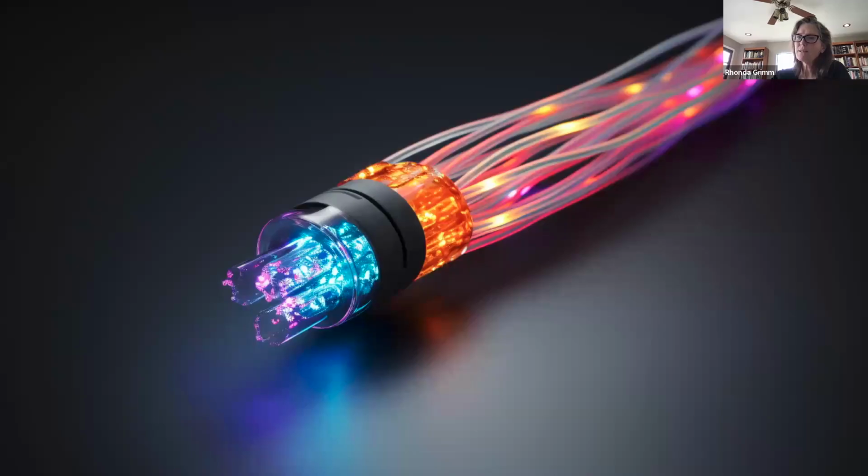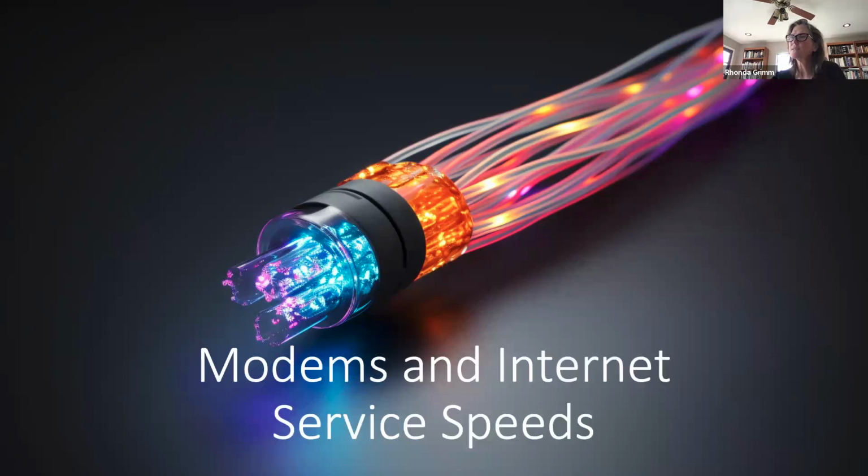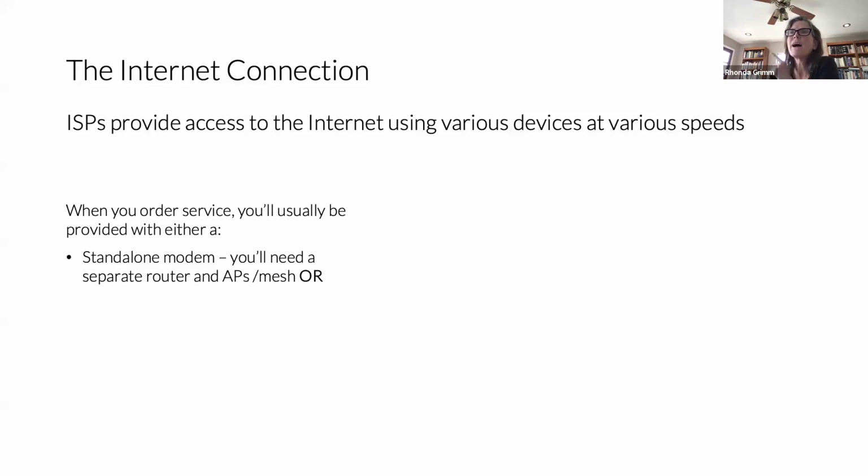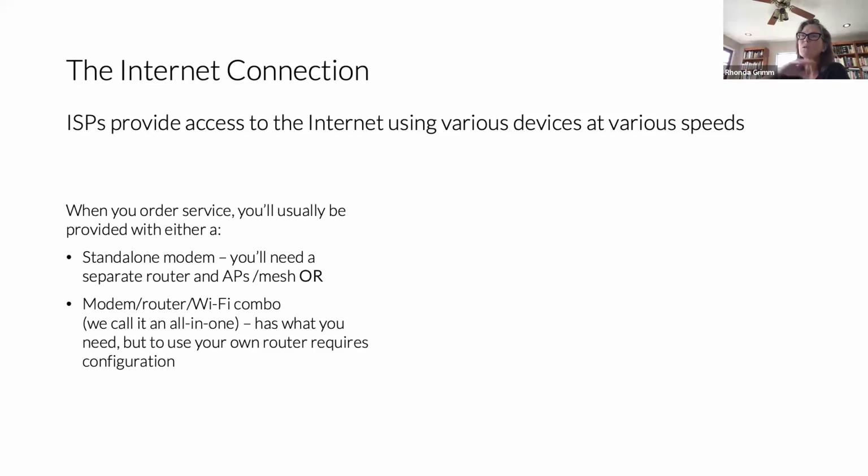The last piece on this is the idea of modems and internet service speeds. So you've got your network, your switches all lined up, your Wi-Fi. The other piece of this is the modems and the ISP's role in all of this. Two things when you order service: you're either provided with a standalone modem, so you'll need to bring in a separate router or AP's mesh router combination, or they will provide you with what we call an all-in-one or a combo unit. It's the modem, router, and Wi-Fi unit all together.